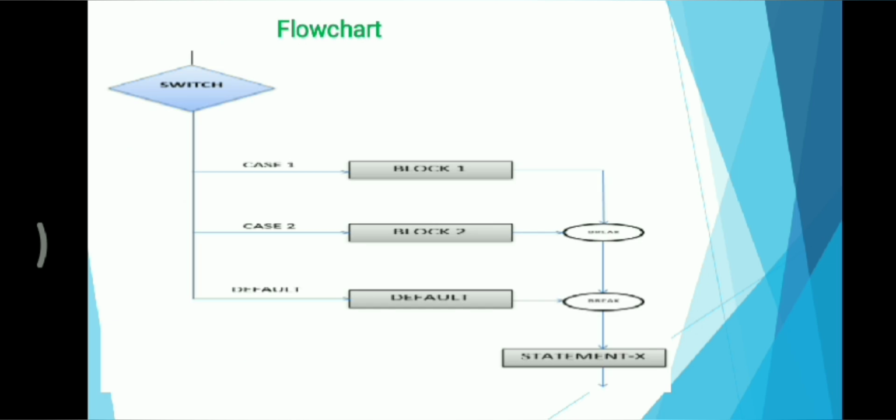This is the concept. This is your flow chart. In switch, we are going to find the decision and find the value. If it is case 1, block 1 will execute. If it is case 2, block 2 will execute.